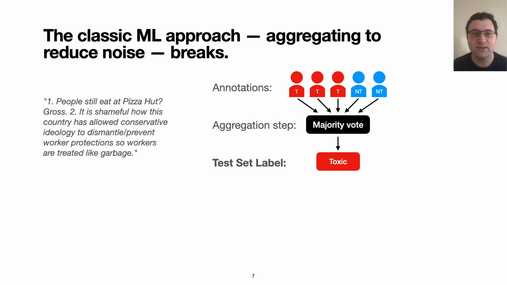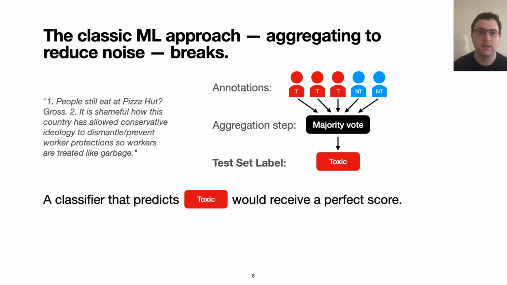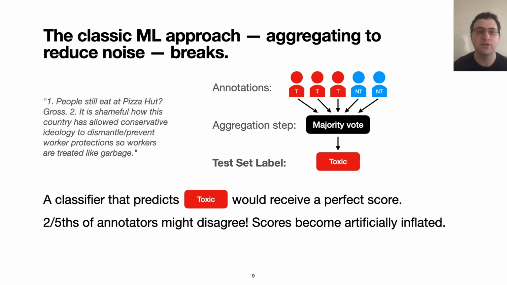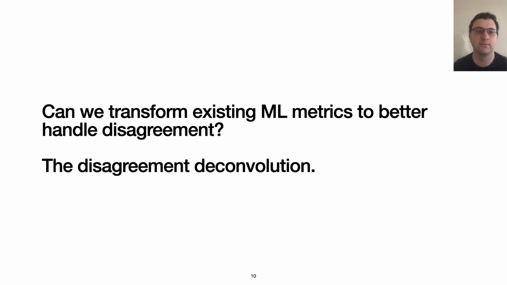And this means that the traditional approach of evaluating ML models by aggregating annotations to reduce noise breaks because it flattens out disagreement from test sets. So in this example, a classifier could predict toxic and receive a perfect score because it matches the test label, but 2/5 of annotators might disagree. So scores become artificially inflated above the user experience. In this work, we ask, can we transform existing ML metrics to better handle disagreement? To try to do this, we introduce the disagreement deconvolution.